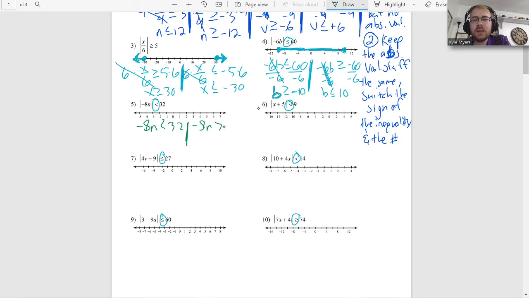Keep, change, flip. Divide. Negative 8, negative 8, negative 8, negative 8. In greater than negative 4. In less than positive 4. Okay, so less than positive 4. Greater than negative 4. Only what's in between.